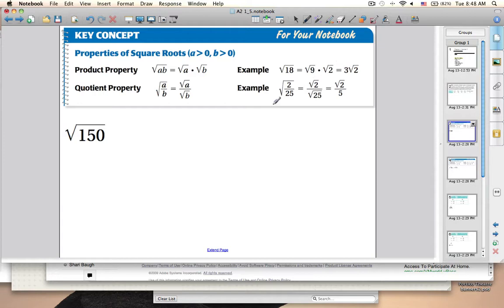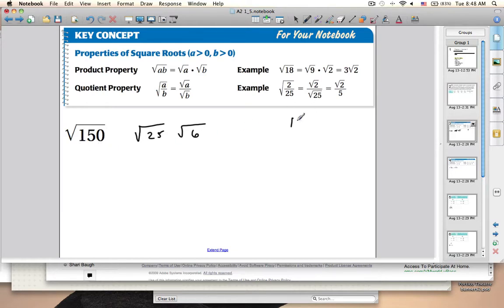So when you take a look at 150, I know that 150 has 25 as a factor. So this is the square root of 25 times the square root of 6. Now you might want to know, how did I know that? Well, there are other ways to go about it, but I knew that 25 goes into 50 twice, and I know it goes into 100 4 times, so I knew it would go into these 6 times.